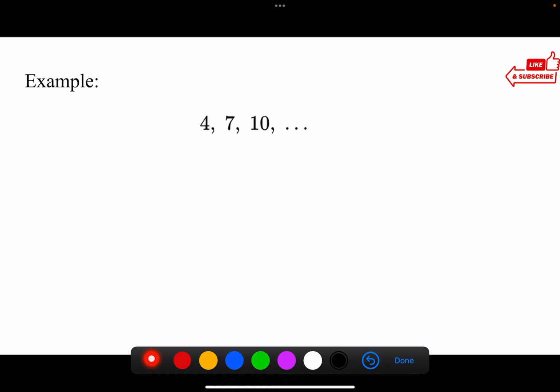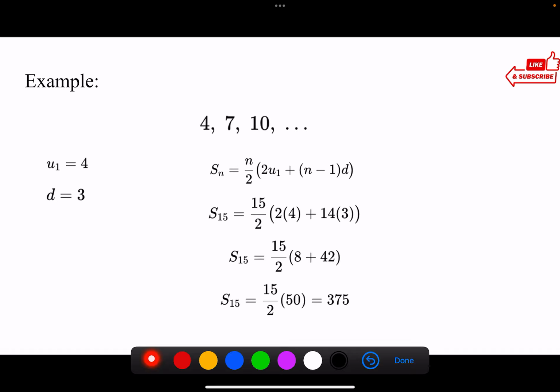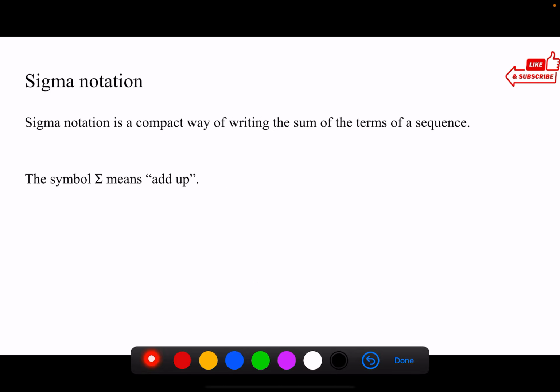So, for example, let's say you have a sequence 4, 7, 10. U sub 1, that would be 4. The common difference to go from 4 to 7, that's 3. 7 to 10, that's 3. So d is equal to 3. And then here you simply apply the formula. So you have S sub n is equal to n over 2 times 2 times u sub 1 plus n minus 1 d. And then you essentially plug in your terms. So n is 15, u1 is 4, d is 3. And after you do the arithmetic, you end up with the final answer, 375.